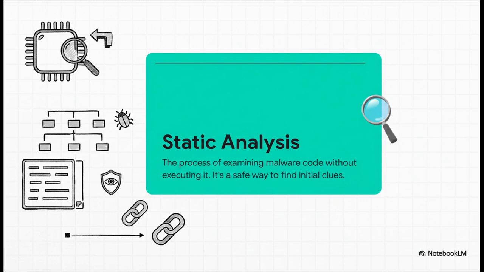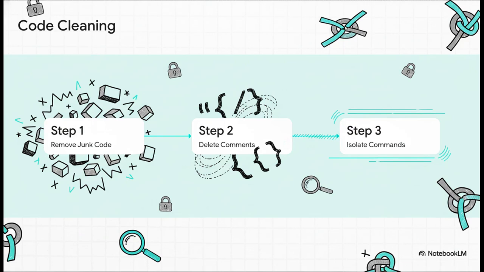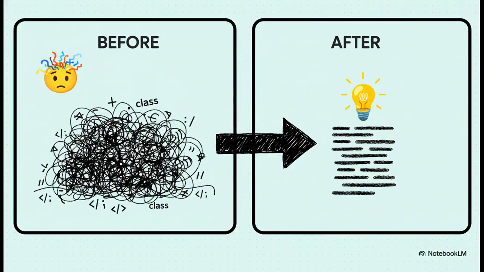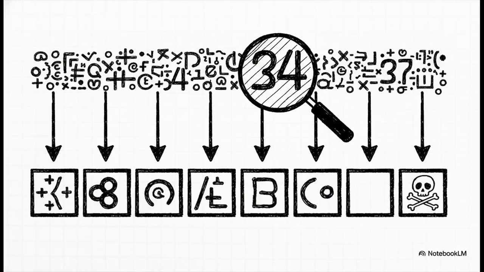So analysts use a technique called static analysis, looking for clues right in the code itself. They methodically clean the file, stripping out thousands of lines of junk code and confusing comments. This turns a giant, noisy haystack into a much smaller pile, revealing the needle. And they find it. A clever trick that builds a malicious command, one character at a time.